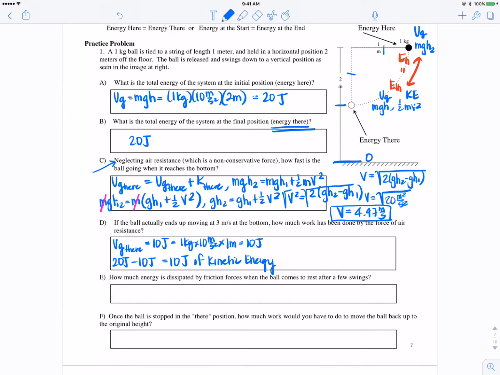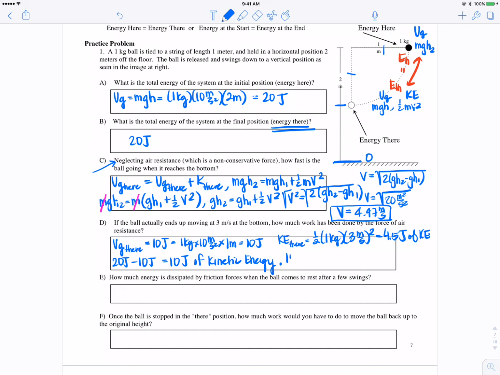And that is verified from the equation above, where we use that 10 joules of kinetic energy to solve for the velocity. But now this problem says there must be a non-conservative force acting on the system, and instead of moving at a speed of 4.47 meters per second, the ball is actually moving at only 3 meters per second. So the kinetic energy there is 1/2 times m times 3 meters per second squared, or 4.5 joules of KE.